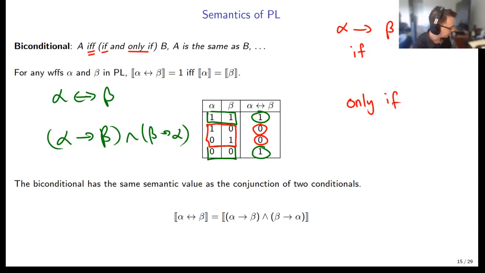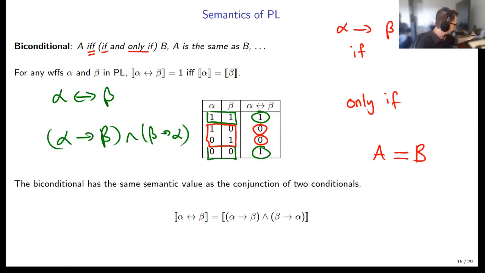So this is very similar to the equals in set theory. So, A equals B is the same when they have the same elements. So in logic, this is like when they have the same truth values. And A equals B, well, they're not equal when they have different elements. So the biconditional is false when they have different truth values. So there's, again, a very strong parallel here between set theory and logic.